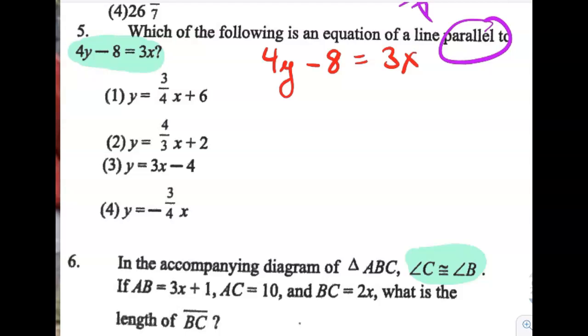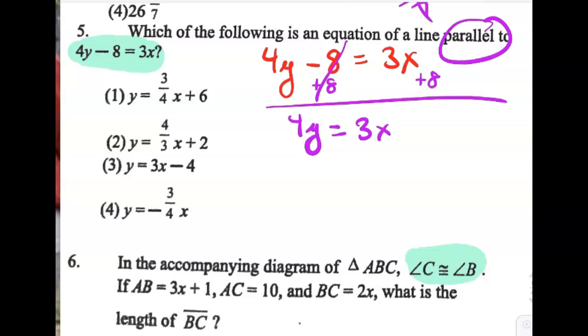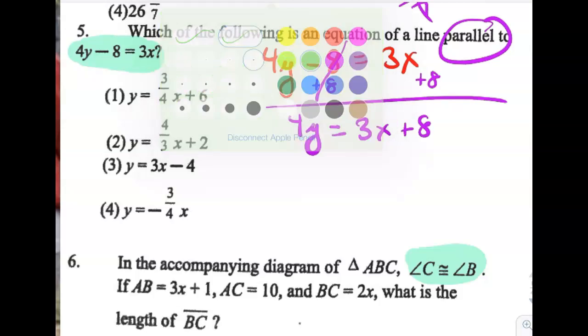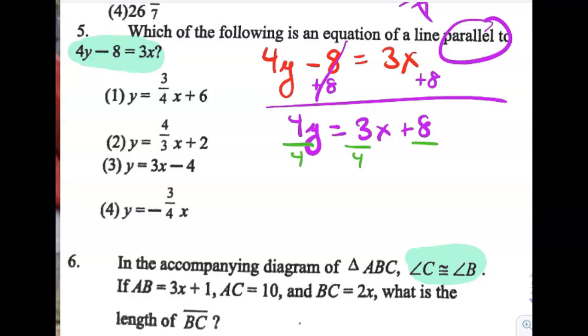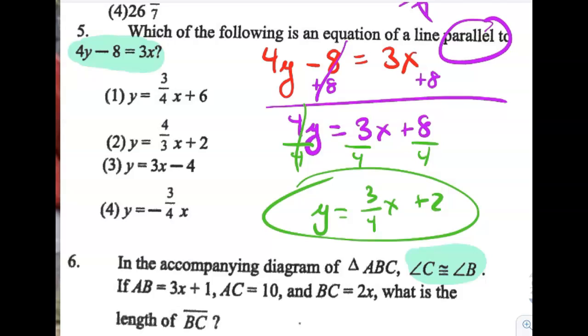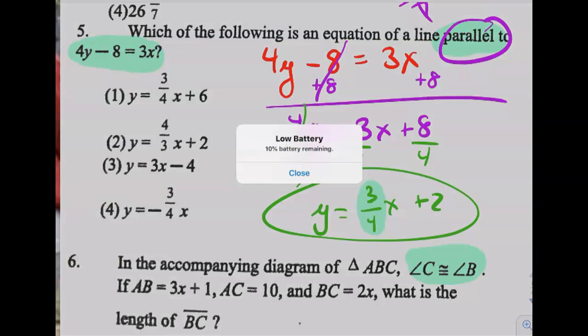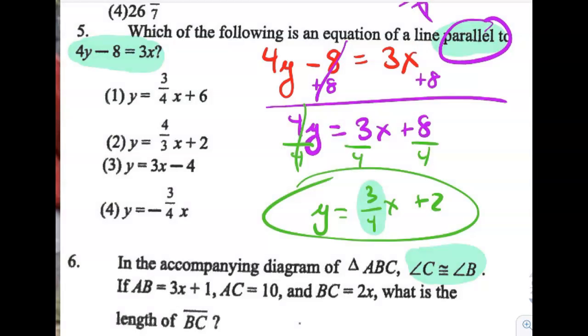All right, number 5, which is the equation of a line parallel to this line. Parallel means same slope, but I have to make it into y equals mx plus b form first. So I'm going to get the 8 out of there. And now I have 4y equals 3x plus 8. I'm almost there, but now I have to divide everything by 4. And I end up with y equals 3/4 x plus 2. The only important part of this is the slope being 3/4. Parallel means same slope. So which one of these lines has the same slope of 3/4? Right there. Same slope means parallel.